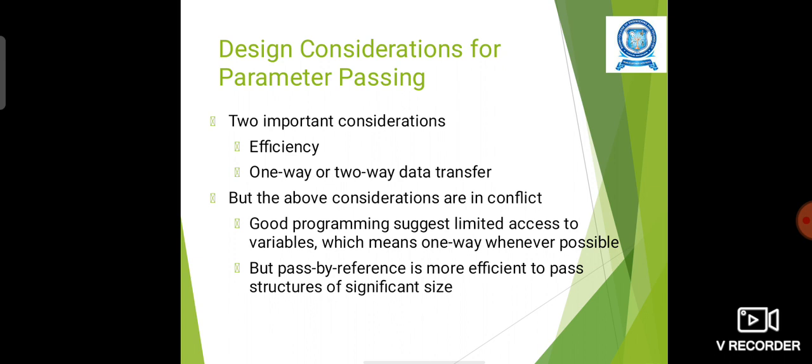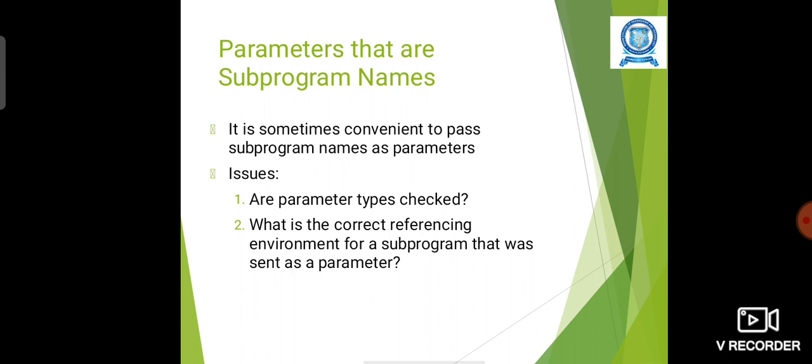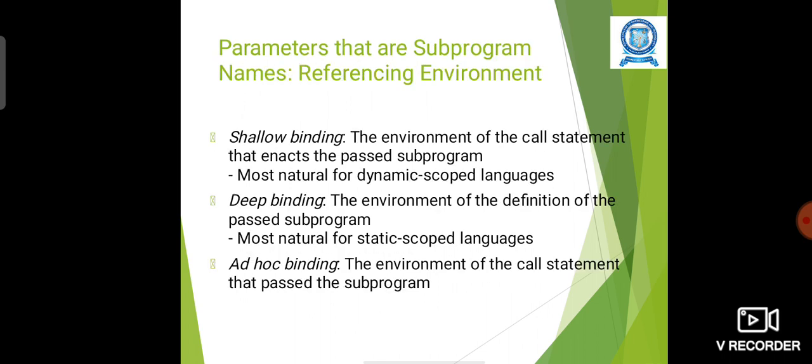While designing parameter passing, two important considerations are efficiency and one-way or two-way data transfer. In some cases, it is more convenient to pass subprogram names as parameters. Referencing environment: shallow binding is the environment of the call statement that enacts the passed subprogram. Deep binding is the environment of the definition of the passed subprogram. Ad hoc binding is the environment of the call statement that passed the subprogram.